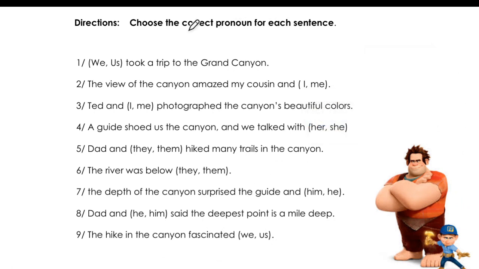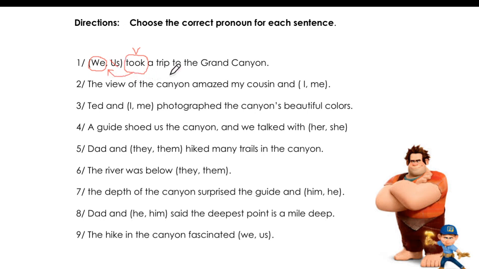Choose the correct pronoun for each sentence. We or us took a trip to the Grand Canyon. First of all, the action verb is here. So the pronoun we're looking for is in front of the action verb. What can we use in front? Subject or object pronoun? Subject. We took a trip, not us took a trip.